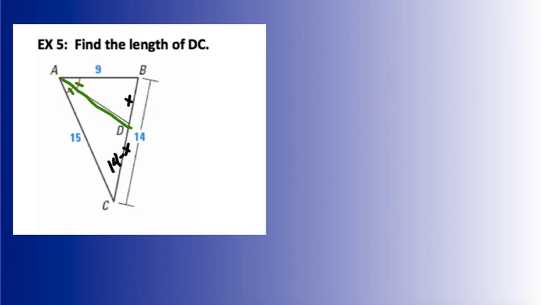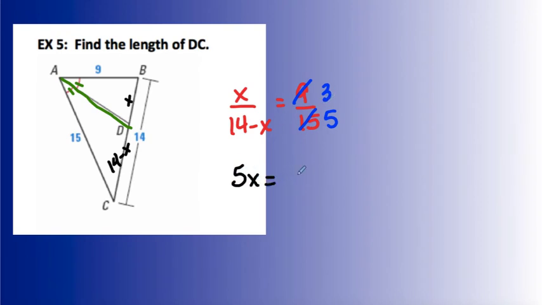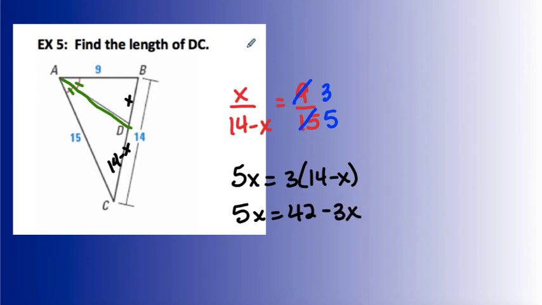So now I'm ready to actually write my proportion. So I can do x over 14 minus x equals 9 over 15. All right, I simplify. So 9 and 15 is going to simplify to 3/5. And now I'm ready to cross multiply. So I'll get 5x equals, make sure that I do 3 times the whole quantity, 14 minus x. So 5x equals 42 minus 3x.